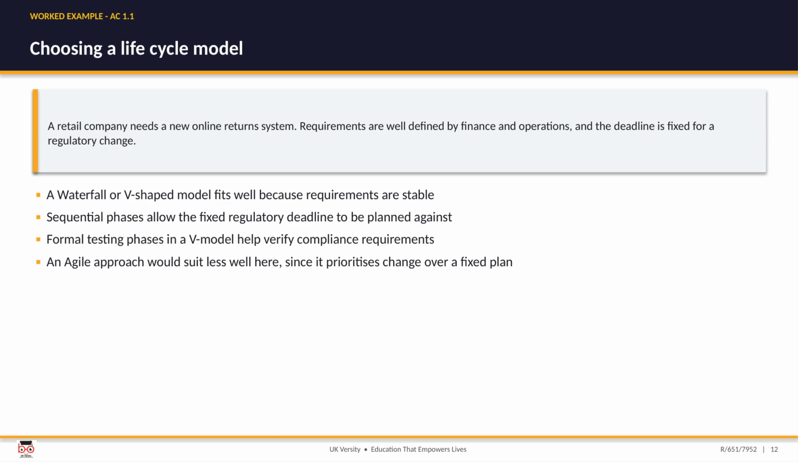Let's make this concrete. Imagine a retail company that needs a new online return system. The requirements are well defined by finance and operations, and there is a fixed deadline tied to a regulatory change. Here, a waterfall or V-shaped model fits nicely because the requirements are stable and the sequential phases can be planned against that immovable deadline. The V model's formal testing phases are especially handy for verifying the compliance requirements. An agile approach would sit awkwardly here, since it prizes change over a fixed plan, and in this case the plan is exactly what we need to protect.